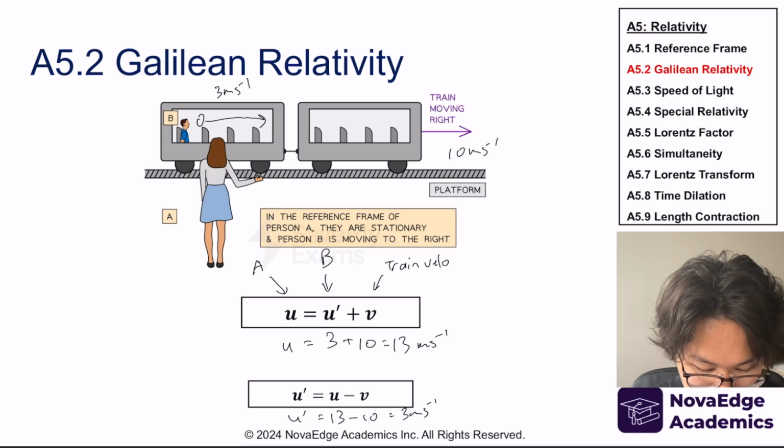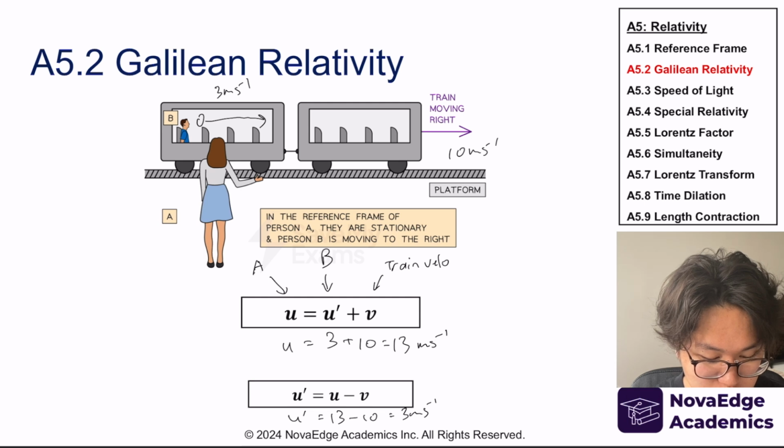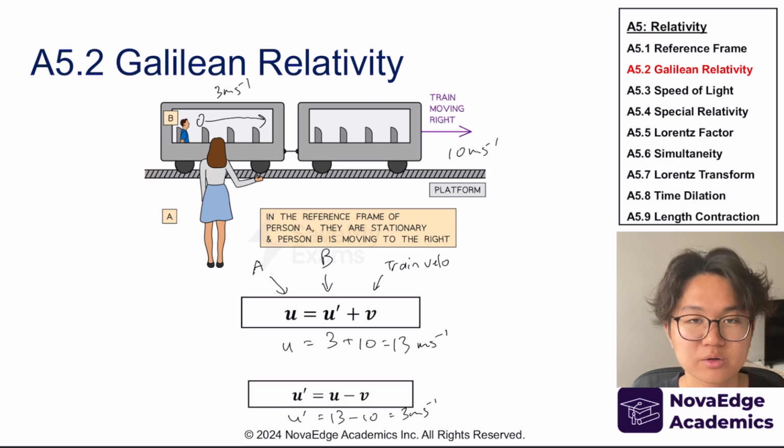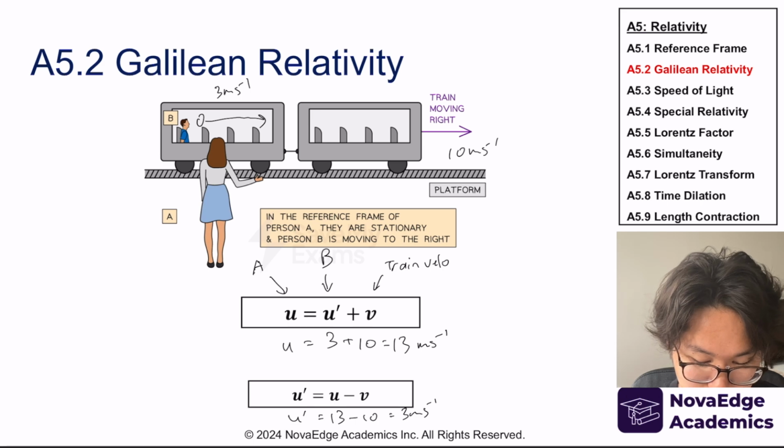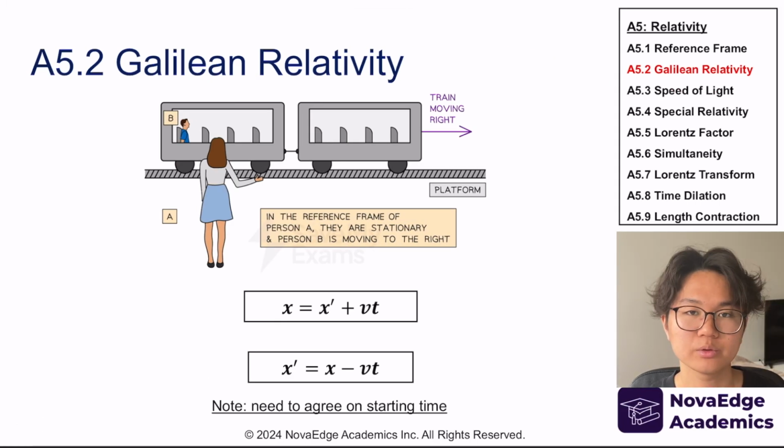Okay, and you're going to notice that all these mathematical equations are trying to bridge these two different reference points, or even more reference points, and mathematically compute what the other person's perspective is and how they interpret events to be happening. Okay, that's the core of relativity. Now, if we can do it for velocity, we can also do it for position.